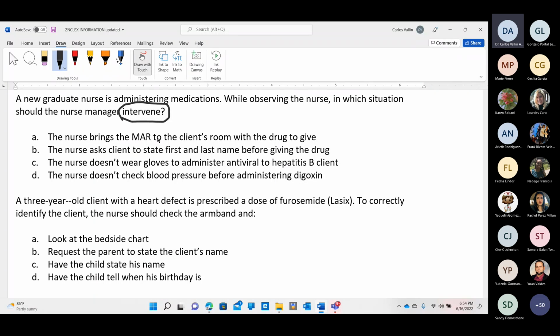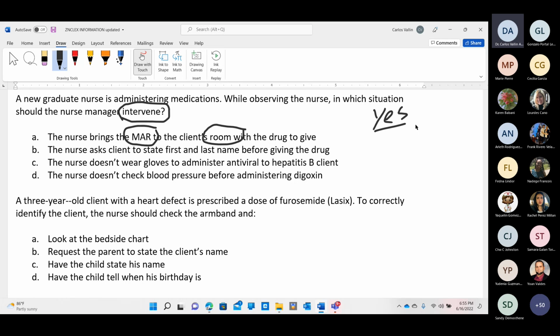The nurse brings the MAR to the client's room with the drug to give. What do you think about this? Can you enter the medication administration record to the room of the client? Yes, you can. Yes, we must.